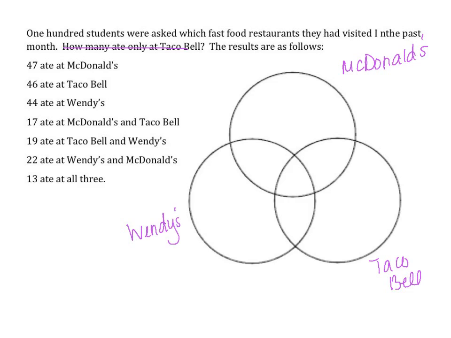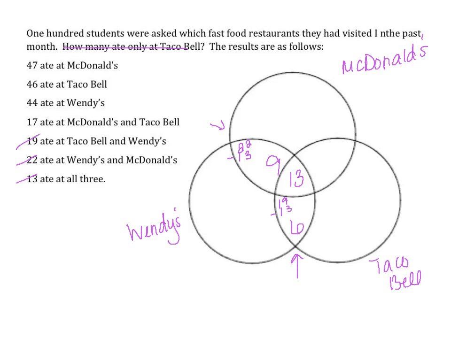So 13 ate at all 3 restaurants. So that one's done. 22 ate at Wendy's and McDonald's. But there are already 13 that are included. So we're going to take 22 minus 13. So there are 9 that ate at Wendy's and McDonald's only. 19 ate at Taco Bell and Wendy's. We already have 13 there. So 19 minus 13 gives us 6.